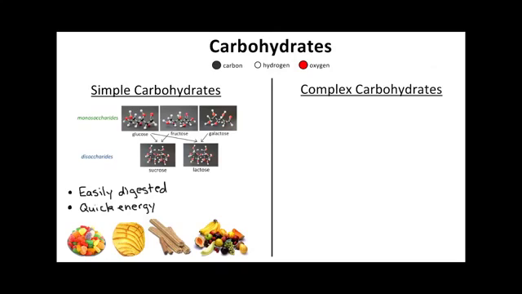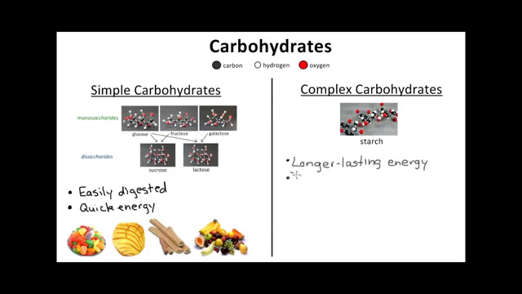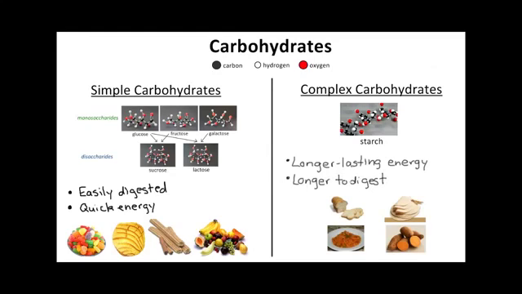Complex carbohydrates are made of hundreds or even thousands of monosaccharides. An example of this is starch, which can be found in bread, pasta, and cereal, just to name a few. Complex carbs provide longer-lasting energy and take longer to digest because the body must break them down into simple sugars first. Bread, tortillas, rice, and sweet potatoes all contain complex carbs.